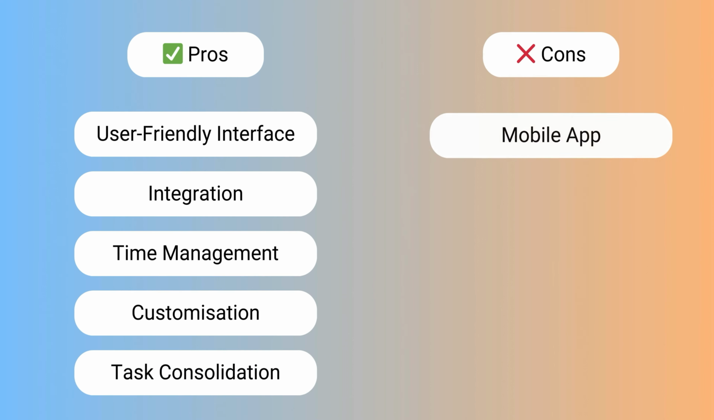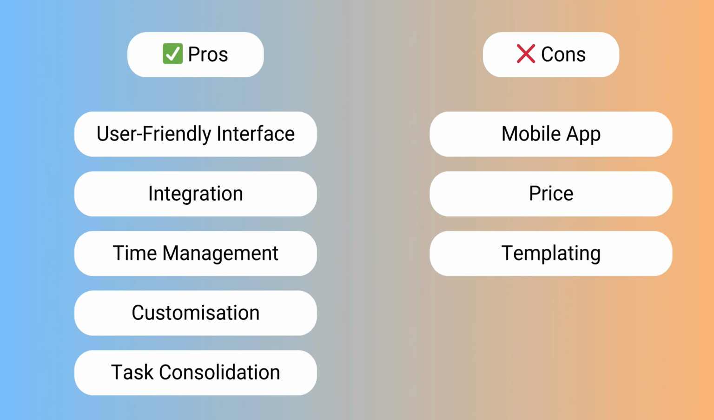Cons. Mobile app. The lack of a dedicated mobile app, which is currently in beta, makes it not ideal. Price. Higher costs compared to other task management apps means you have to greatly benefit from the features it offers. Templating. No feature to quickly create tasks and subtasks with pre-filled data means it takes longer to add tasks that occur often. Task execution. Features to support task execution such as Pomodoro or deep work music are missing, and it's something I would expect.